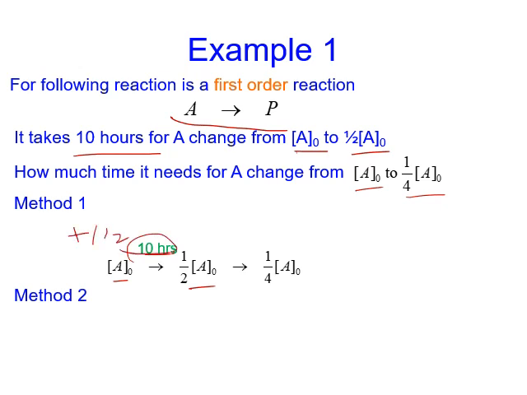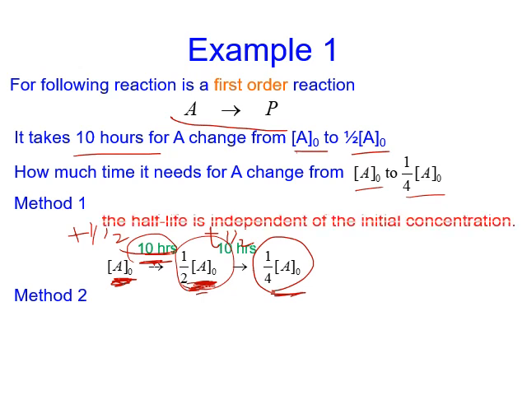It changes from initial to half of it. And from half concentration to 1/4, that's another half-life, because the final is half of the initial concentration. We learned in the last slide that for a first-order reaction, half-life is independent of initial concentration. So for initial concentration A0, the half-life is 10 hours. When the initial concentration is half A0, the half-life is still 10 hours. Therefore, the total time to go from A0 to 1/4 A0 is 20 hours.